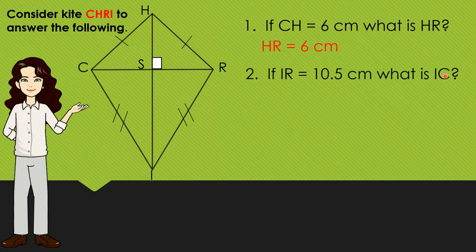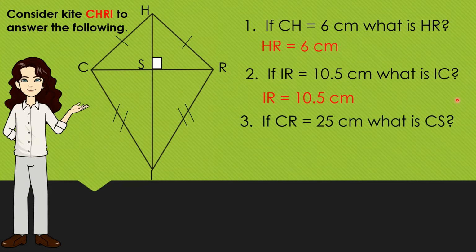Number 2, if IR, this part, is equal to 10.5 centimeters, what will be the measure of IC? So IC is 10.5 centimeters also. Number 3, if CR is 25 centimeters, what is CS?